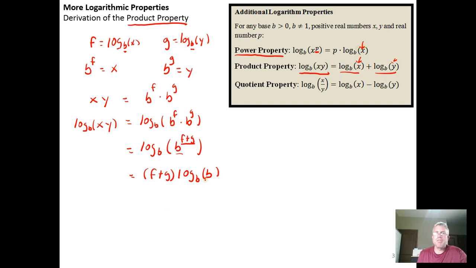And log base b of b, what does that equal? Log base b of b, this is the exponent you raise b to get b. Well, what exponent do you raise b to get b? Well, b to the first equals b, so this exponent must be a 1. So we get to replace this with a multiplication by 1, which is just going to leave us with f plus g. So we have log base b of x times y equals f plus g.